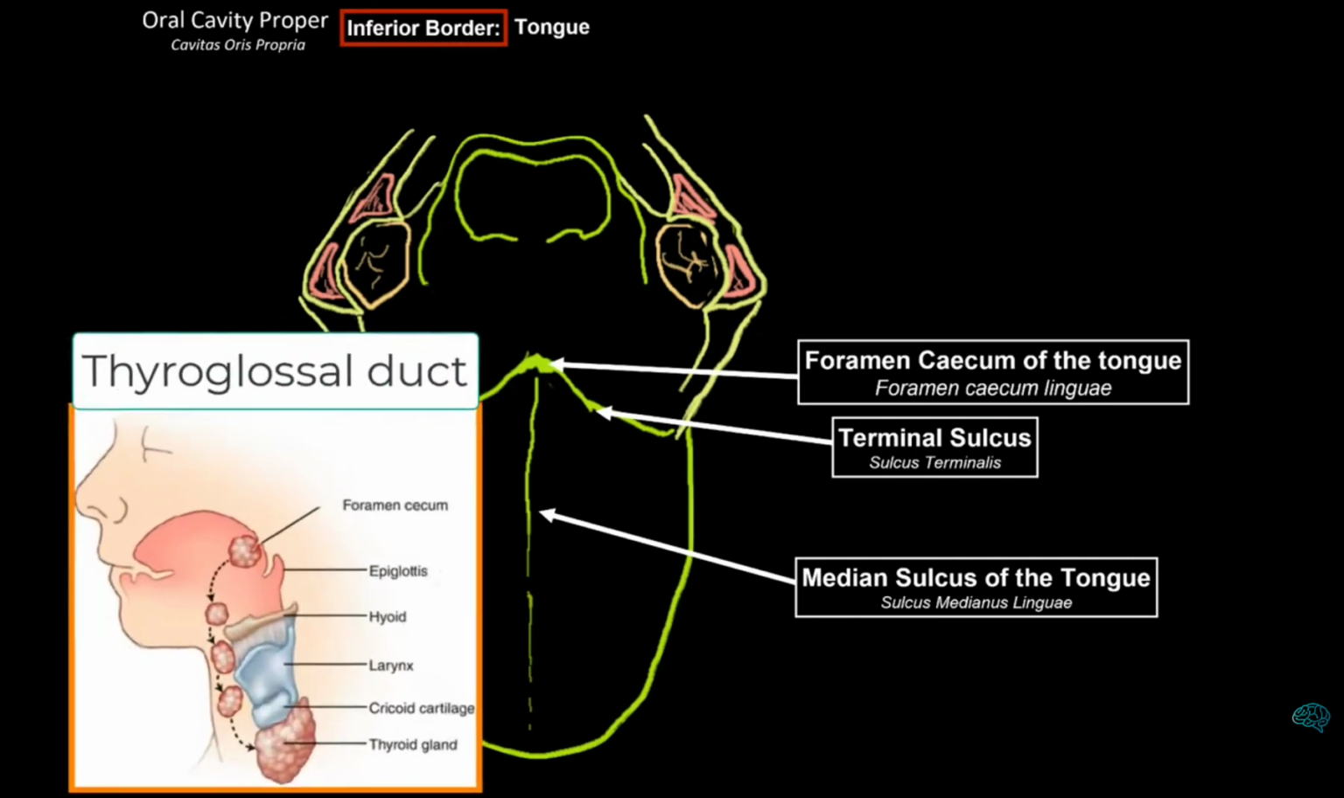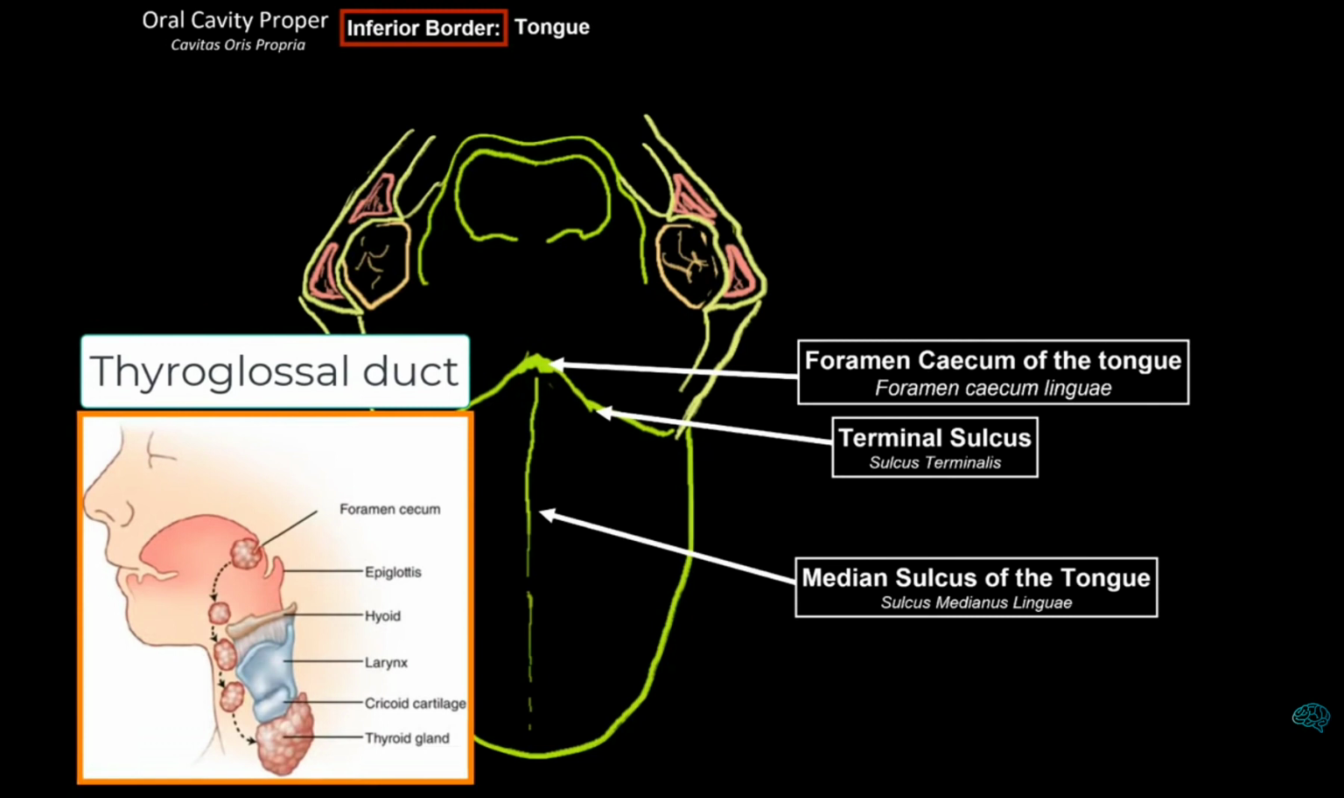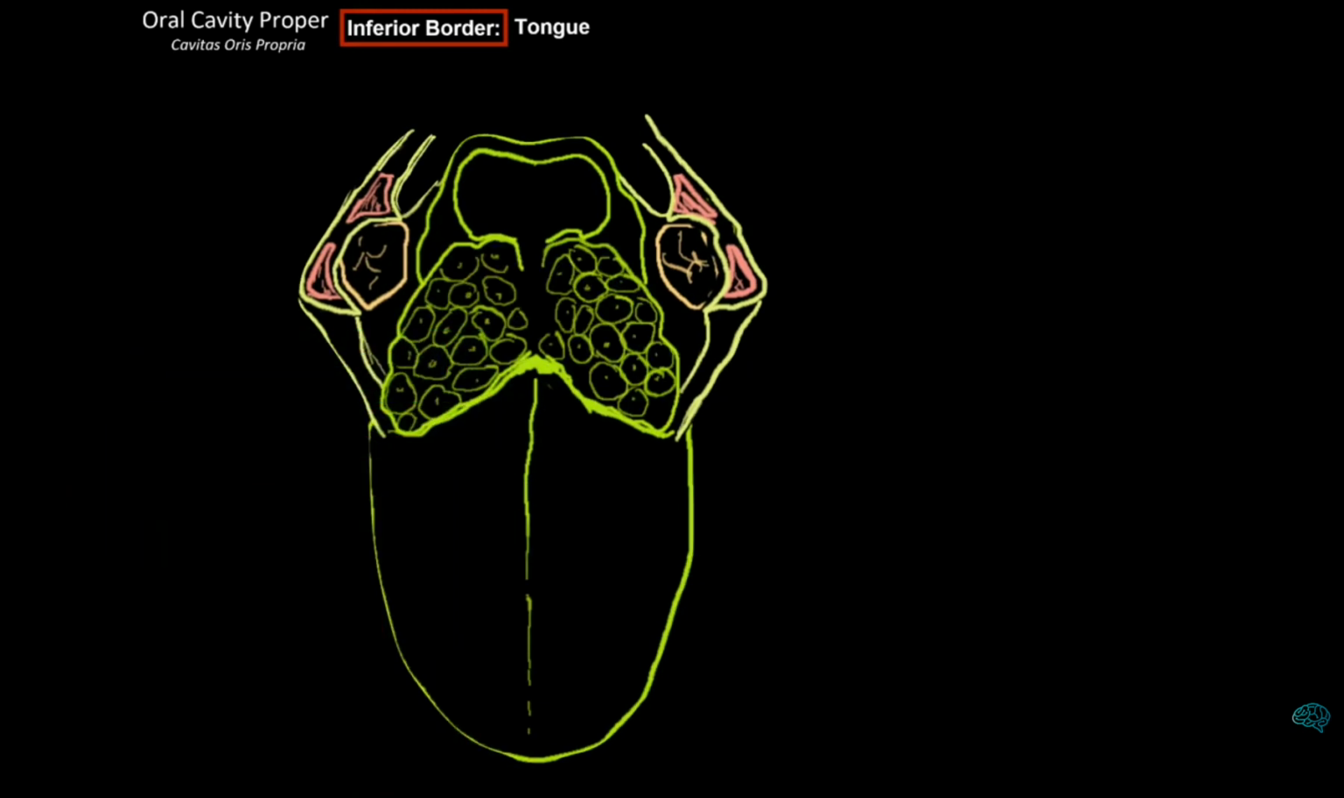The foramen cecum is a remnant of the thyroglossal duct, which was a canal formed by the descent of the thyroid during development in fetal life. Behind the terminal sulcus is the lingual tonsil, which lies at the root of the tongue. The lingual tonsil is a diffuse lymphoid tissue located in the submucosal connective tissue that forms bumps on the surface of the root of the tongue.